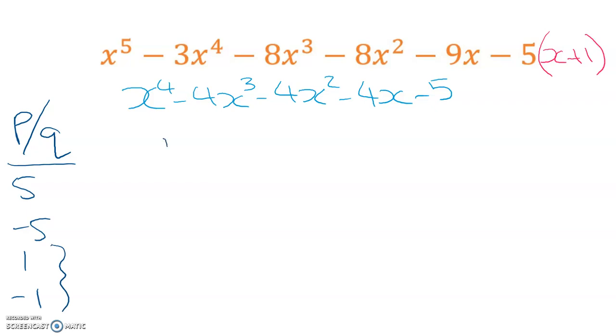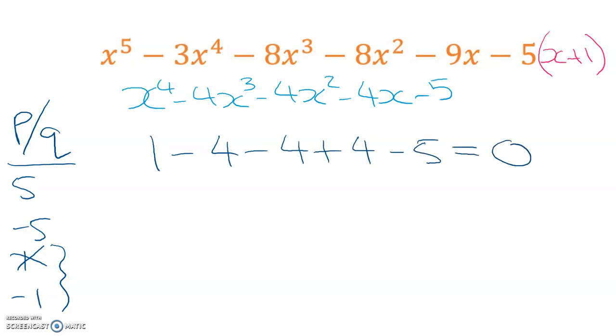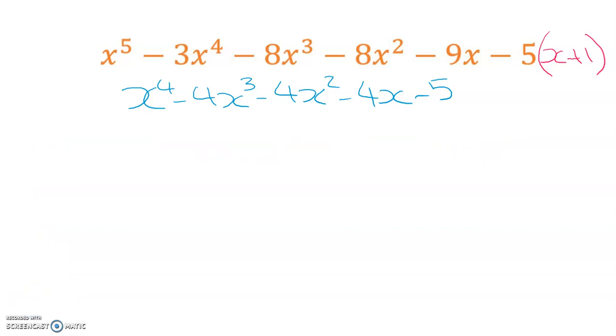So if I do 1, I get 1 minus 4 minus 4 minus 4 minus 5, and that does not equal 0. Therefore, 1 is not a root of this new function. So let us try -1. We get 1 minus 4 minus 4 plus 4 minus 5, which does equal 0. Therefore, -1 is a root of the new polynomial. Since -1 is a root, it stands that x plus 1 is a factor. So we now have two x plus 1 factors.